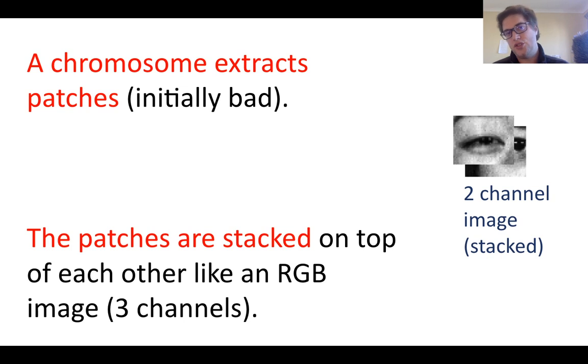Initially, in the initial population, the chromosomes extract bad patches. Here's an example of 2 patches that were extracted near the eye, and these are not very useful for emotion recognition. The patches are stacked on top of each other, like an RGB image has 3 color channels. There's a red, green, and blue channel stacked on top of each other. The patches extracted by the proposed technique are also stacked on top of each other.